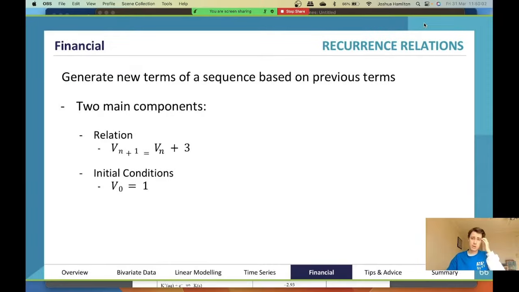We're going to jump quickly into recursion relation. We're not going to spend too much time on it. We're going to fly through it. So recursion relation, essentially where you generate terms and you have these little relations here.